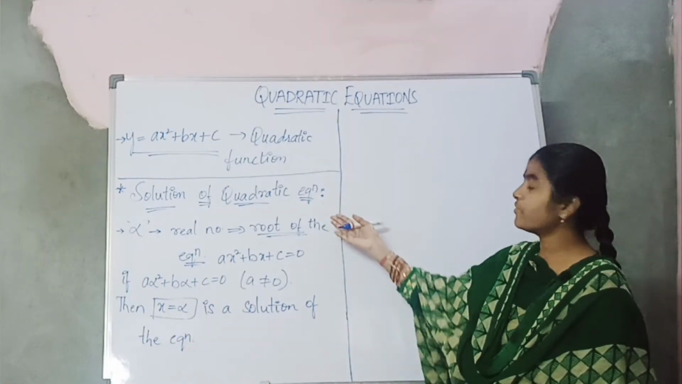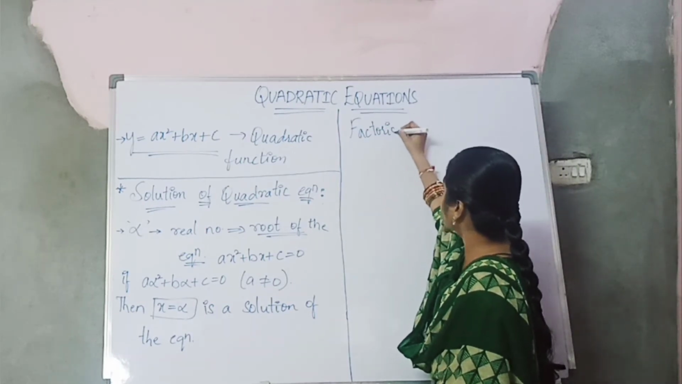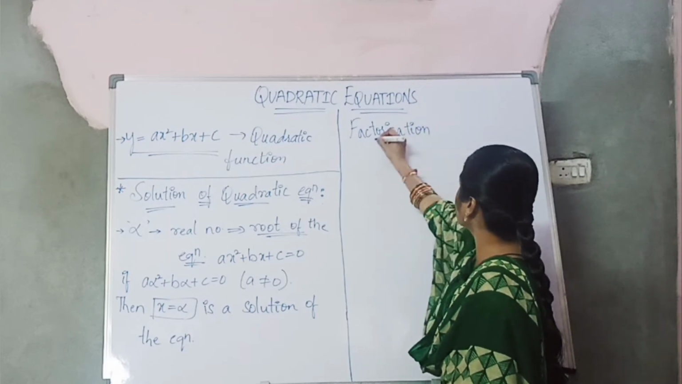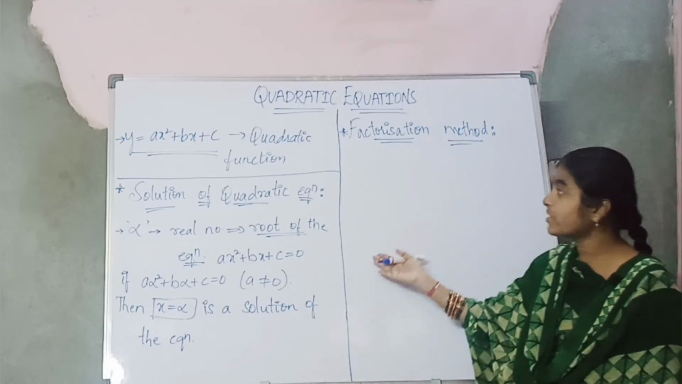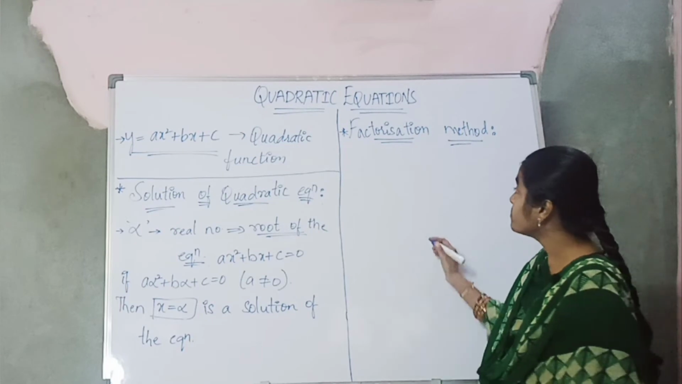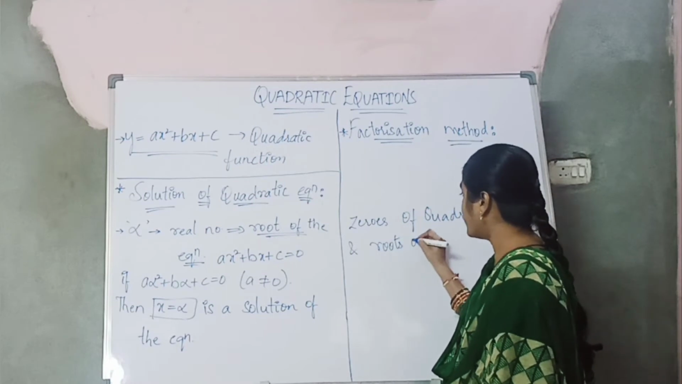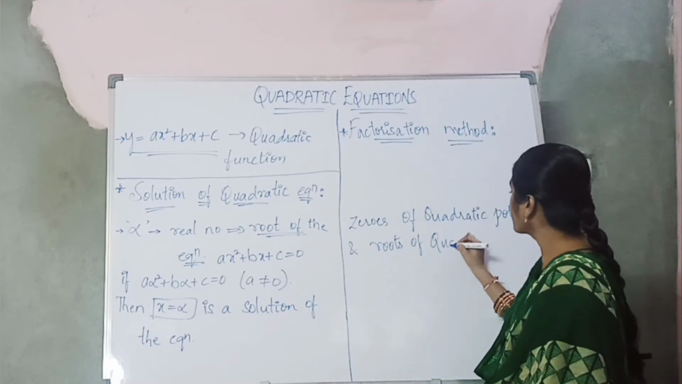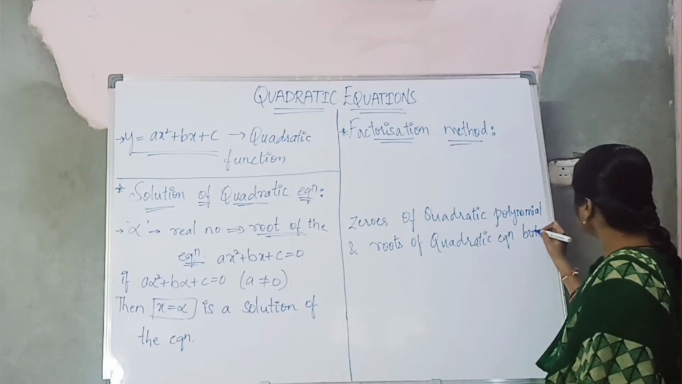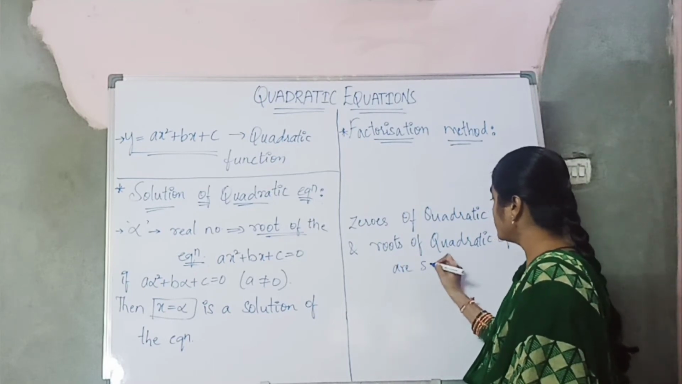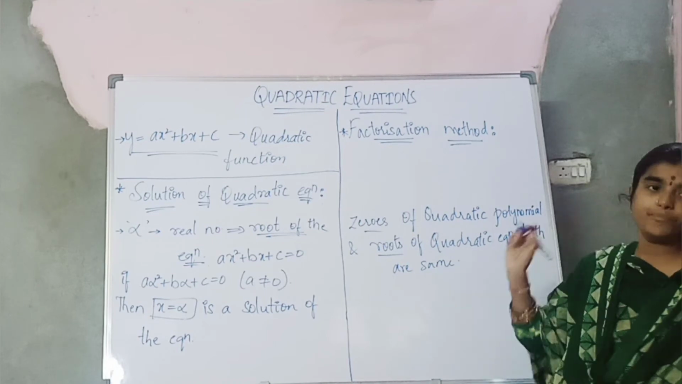Now let us discuss solution of quadratic equation by factorization method. Before going to this, let us discuss one more important topic here. Zeros of quadratic polynomial and roots of quadratic equation both are same. This is one of the important points.